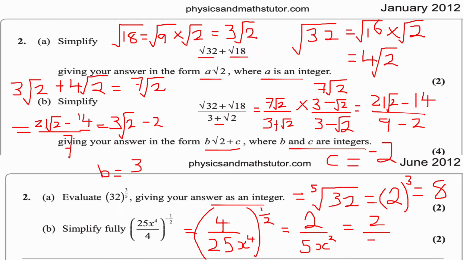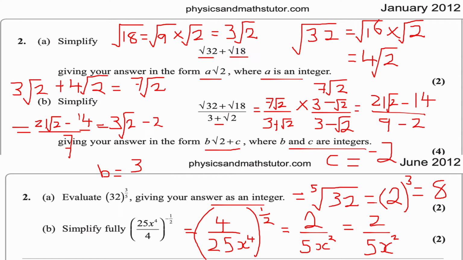Okay. I'm going to be very clear and careful. It's not the same as 2/5 x squared. It's 2 over 5x squared. So it's 2/5 times 1 over x squared. So it's 2/5 lots of 1 over x squared.